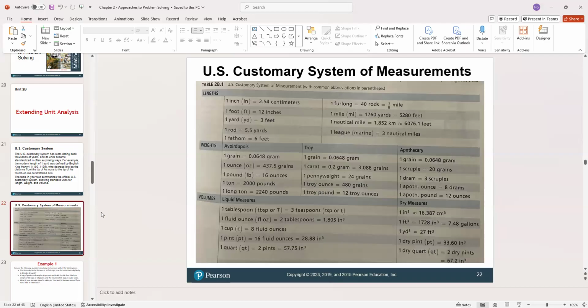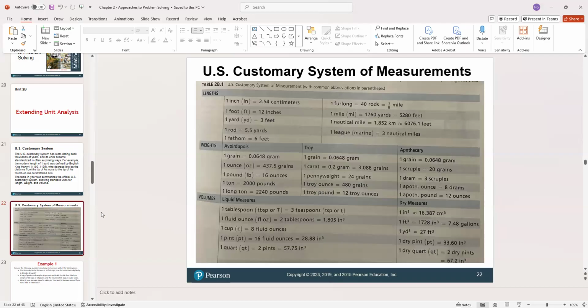In America, you know how many feet are in 1 mile? 1 mile is 5,280 feet. So we can do that all the time. One furlong is 1/8 of a mile.